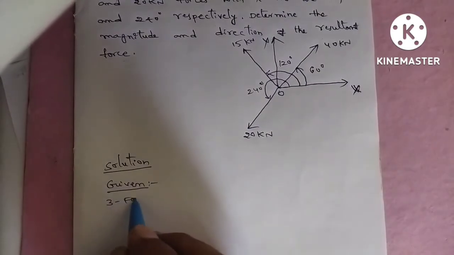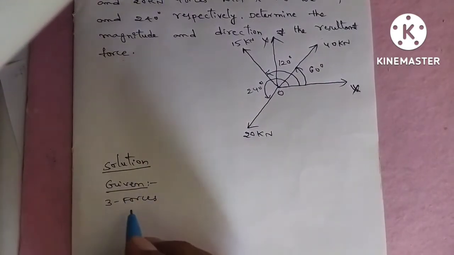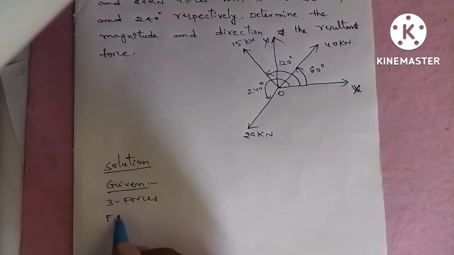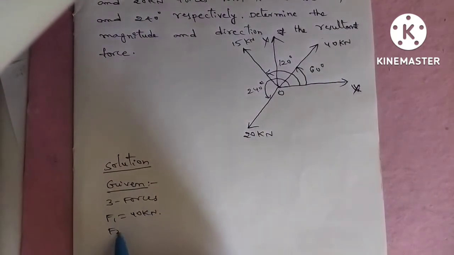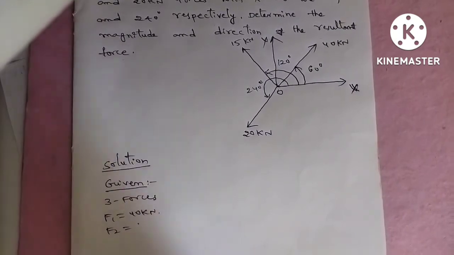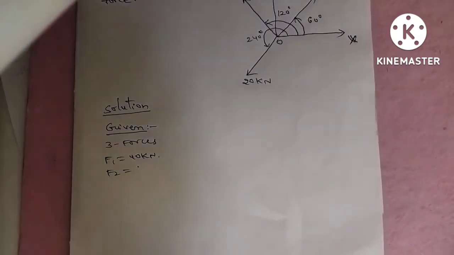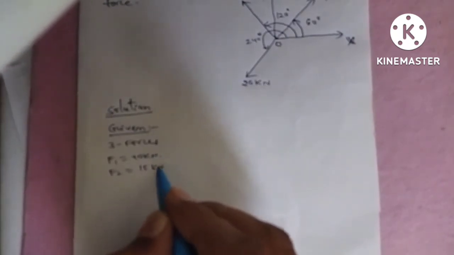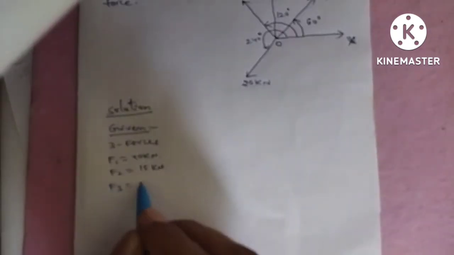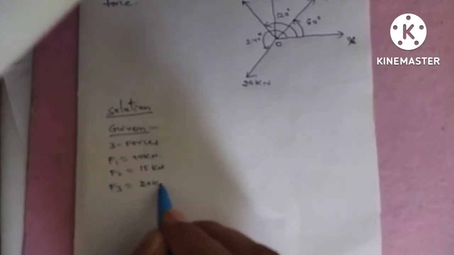Three forces are given. Let the three forces be F1, F2 and F3. F1 is equal to 40 kN, F2 is equal to 15 kN, and F3 is equal to 20 kN. So these are the three forces, F1, F2 and F3.